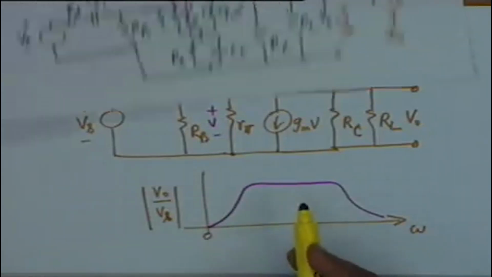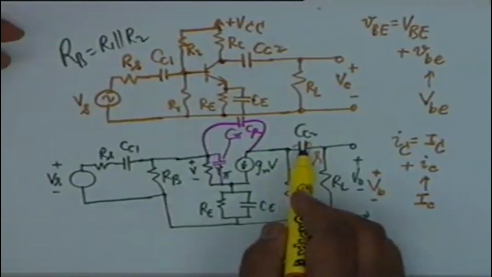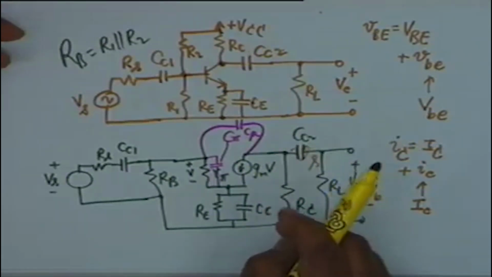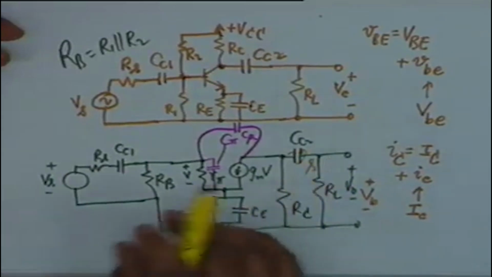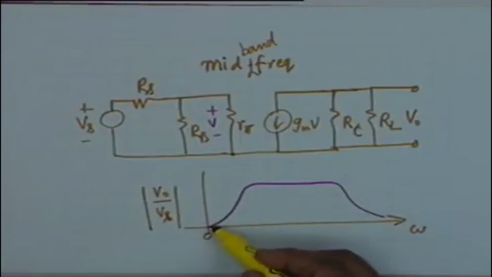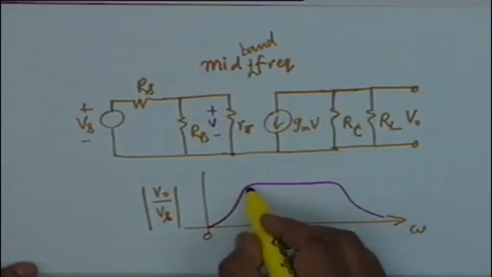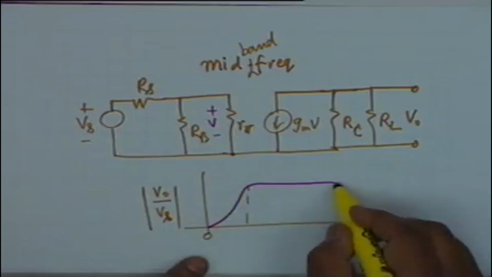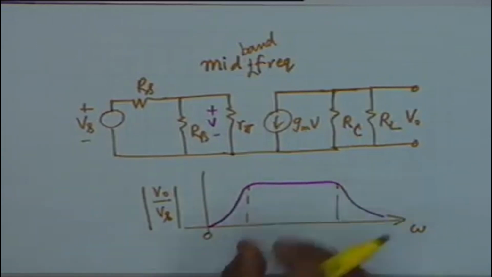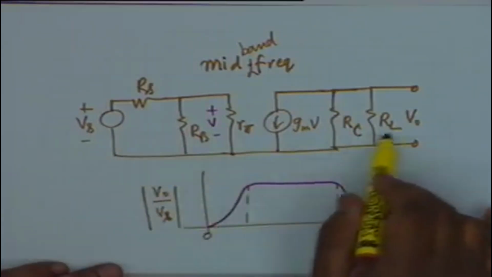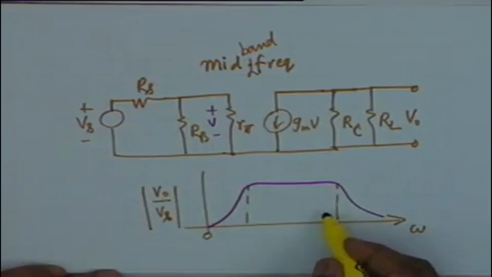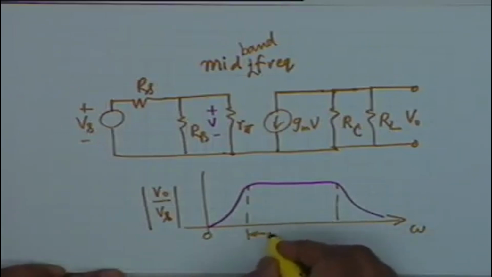As the frequency increases, these two capacitors offer less and less impedance, and therefore signal passes to the transistor, and the transistor does amplify, so the gain rises. Then there is a set of frequencies at which the gain is a constant. The gain can be a constant only if there are no capacitances in the circuit, which means that this is the mid-band frequency range.